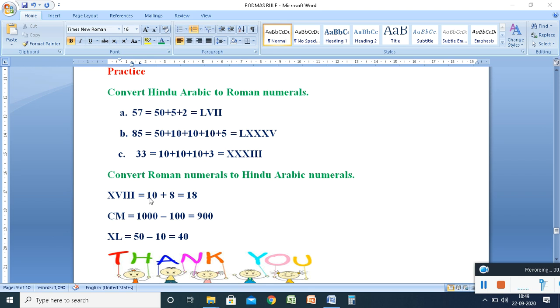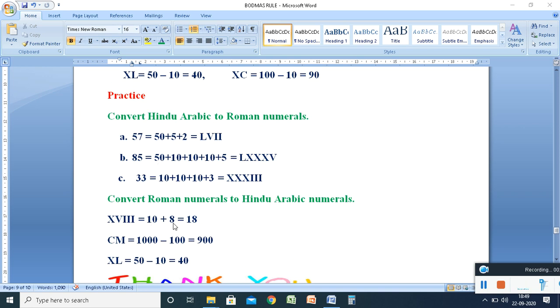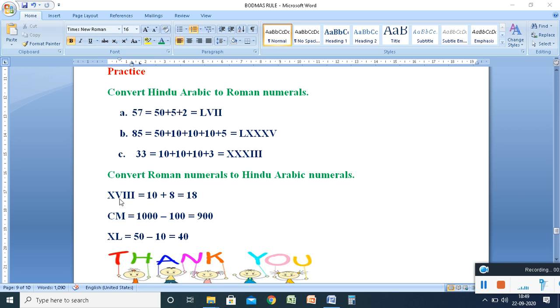Look at the next example. Convert Roman numerals to Indo-Arabic numerals. Here it is given in Roman numerals, so you have to convert it into the Indo-Arabic system. So how can you do this? We know X is nothing but 10, and V we also know is 5. And here 3 Is are there, so the value for this is 3. All the smaller values are on the right-hand side, which means you have to use the second rule, add the numbers. So 10 plus 8, that is 5 plus 3 is 8, so that equals 18.